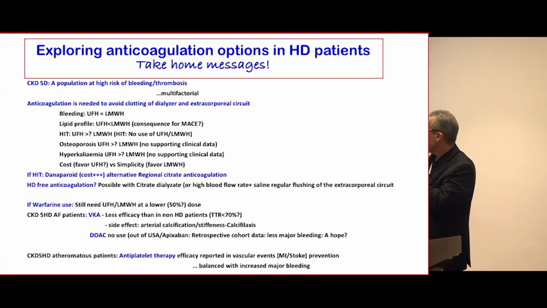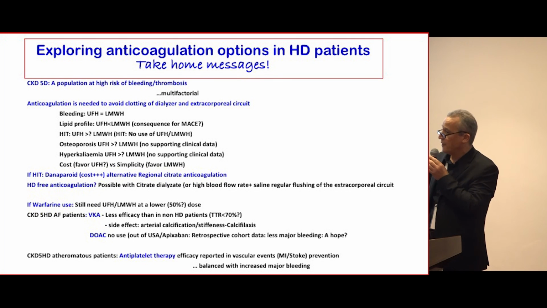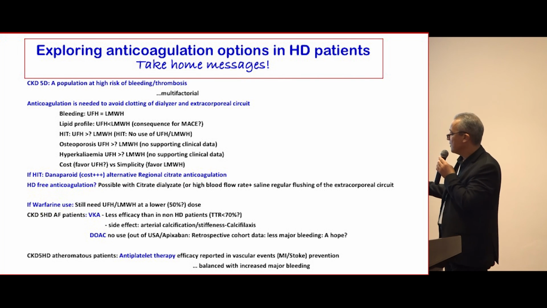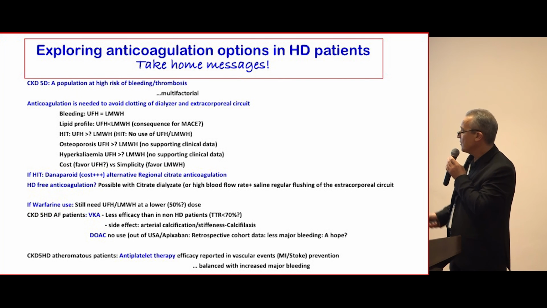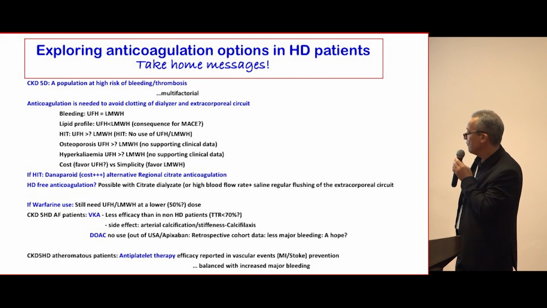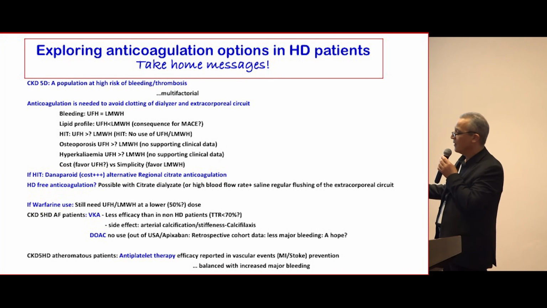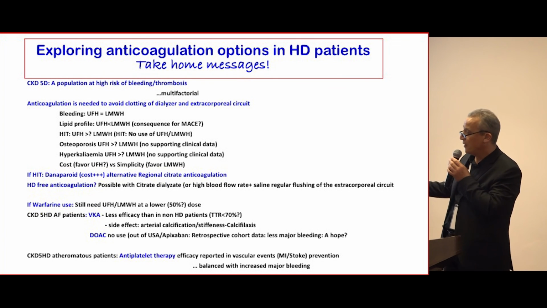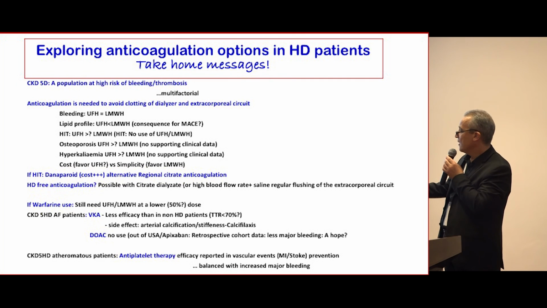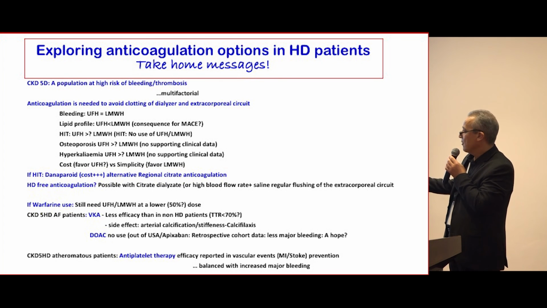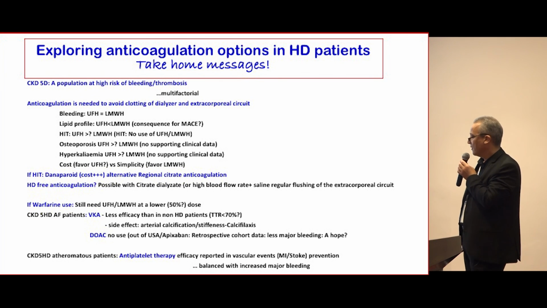So to conclude, dear colleagues, the take-home messages are that CKD5D is a population at high risk of bleeding and thrombosis, and this is multifactorial. Anticoagulation is needed to avoid clotting of the dialysis extracorporeal circuit. For bleeding, unfractionated heparin is equal to low molecular weight heparin. For lipid profile, maybe there is a benefit for low molecular weight heparin, but we don't know the consequences for major atherovascular events.